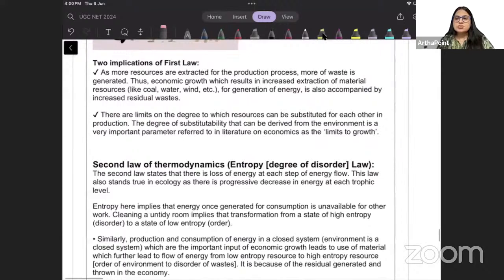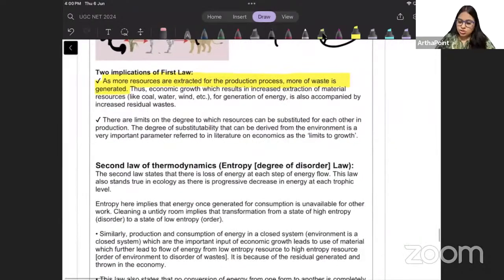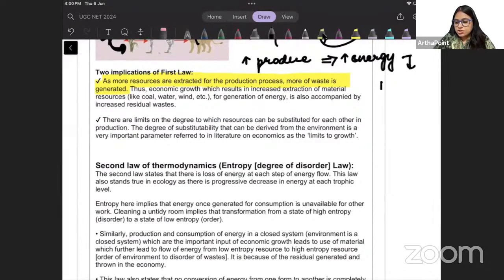Now, the implication of the first law in the form of economics. अगर हम इसका economics में पढ़ें, let us try to see this implication. As more resources are extracted for the production process, more waste is generated. अब ध्यान से समझने की कोशिश करना. हमने कुछ प्रोड्यूस किया. जब हम प्रोड्यूस ज्यादा करेंगे, when we will produce more, that means we will be using more energy. That means we will be generating more waste.